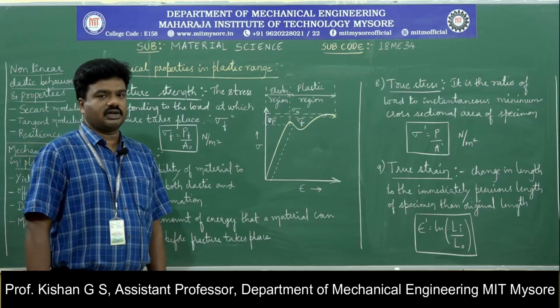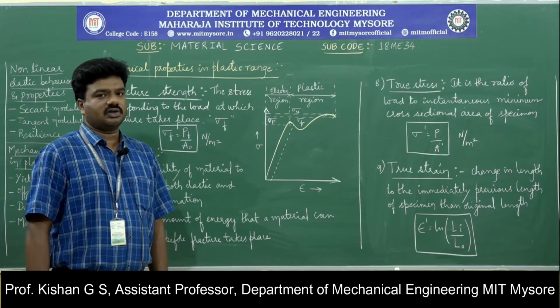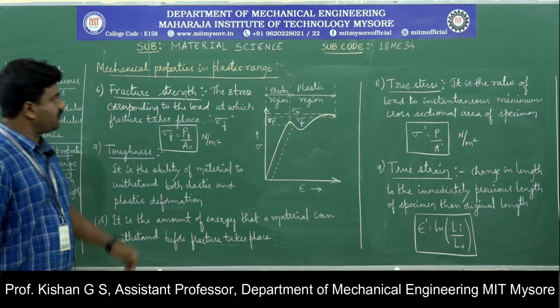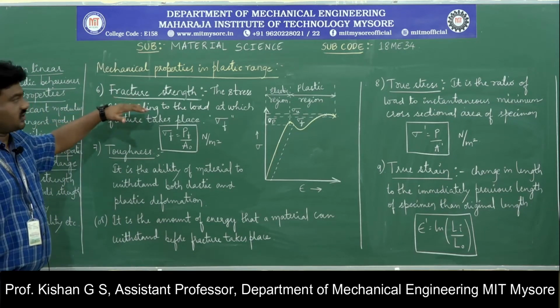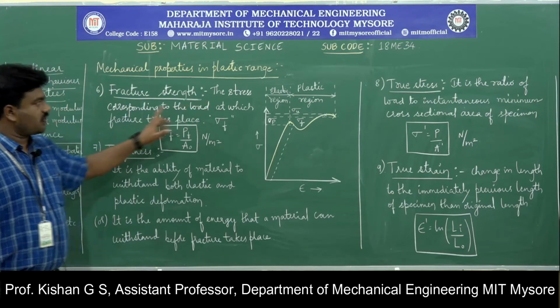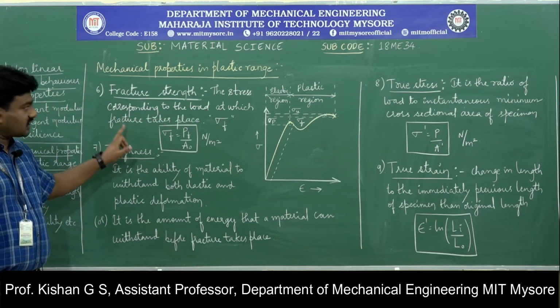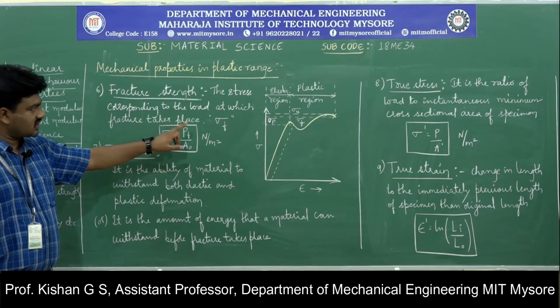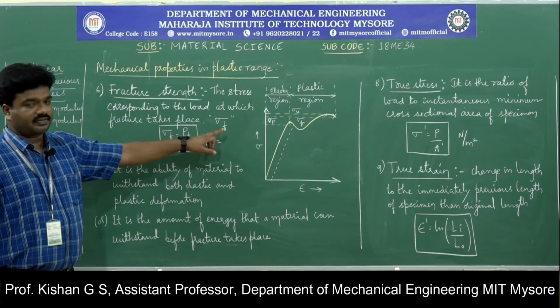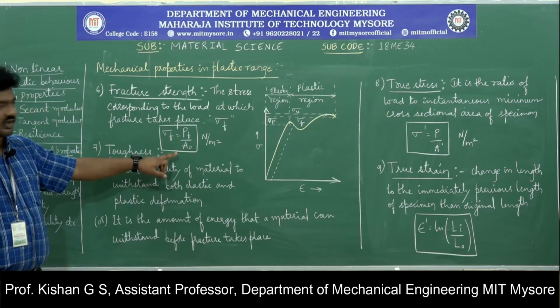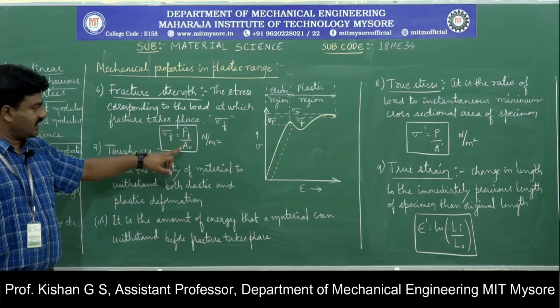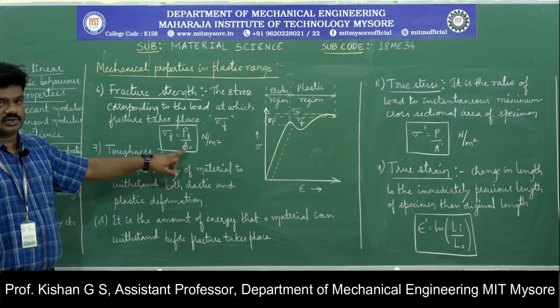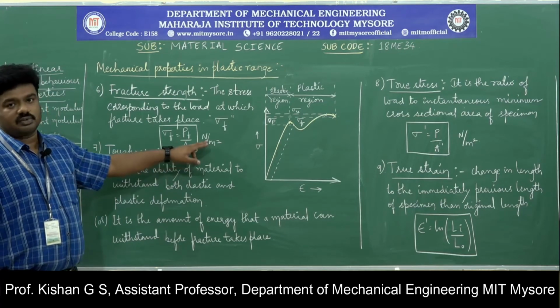The next topic under the mechanical behavior, wherein the material is studied in the plastic range, is the fracture strength. What do you mean by fracture strength? It is the stress corresponding to the load at which fracture takes place, which is designated using the term sigma f is equal to Pf by A naught, wherein Pf is the load that results in fracture of a material and A naught is the area of cross section of the specimen, and the unit is Newton per meter square.